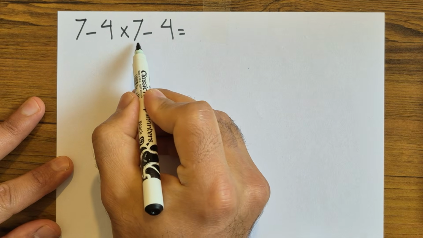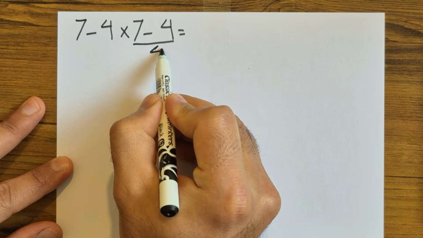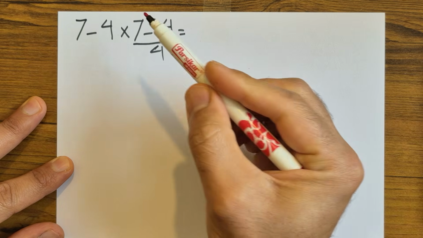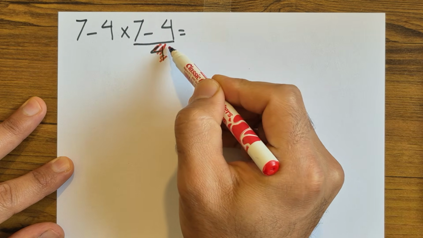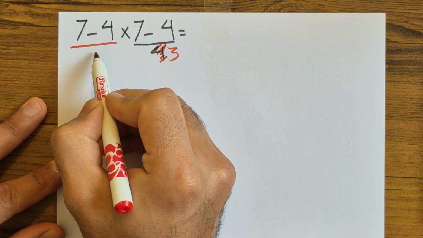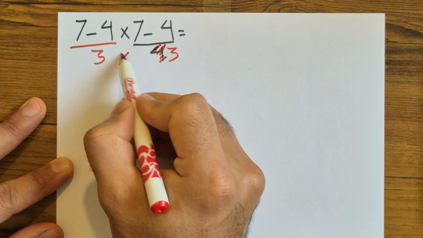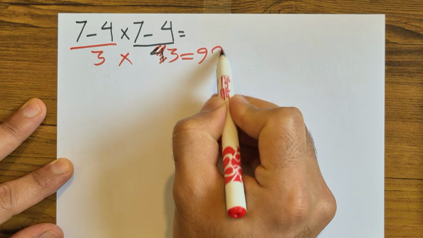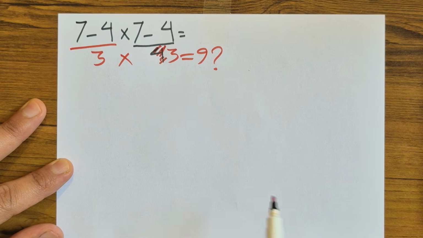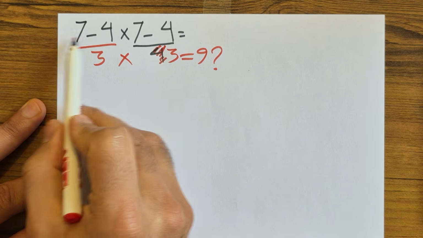7 minus 4 gives us 3, right? Sorry. 7 minus 4 gives us 3. And then 7 minus 4 gives us also 3. And then 3 times 3 gives us 9. Yes, it gives us 9, but that's not the correct answer of this expression.